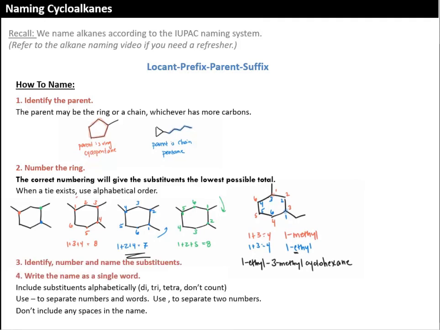The remaining steps are the same as we've seen for linear alkanes. We will identify, number, and name the substituents as we did in our example. And then we write the name as a single word.